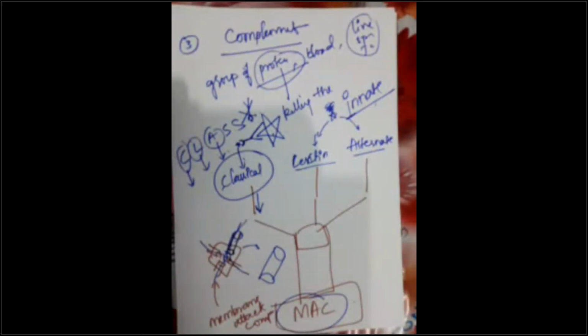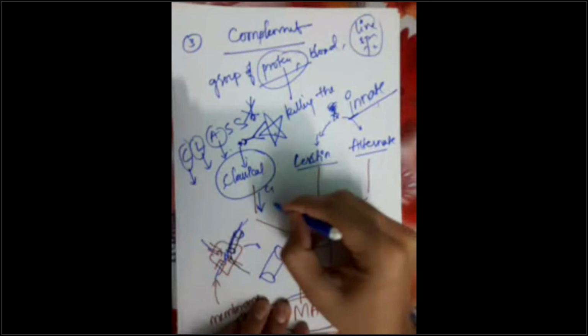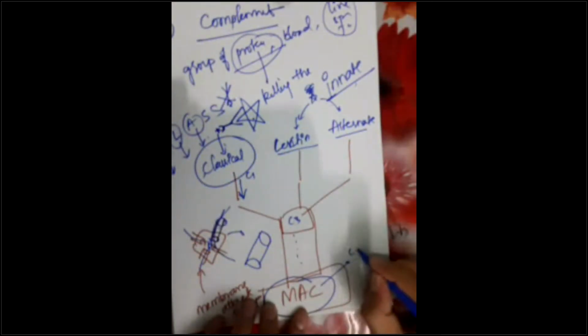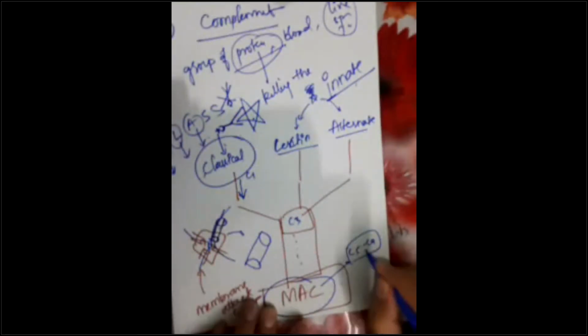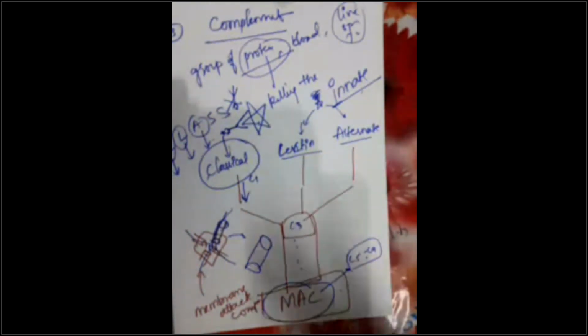Hope I am clear with the complement system. This is all which is needed. Here they will come: C1, C4, C2. Here they will come C3, C5, C6, C7. Membrane attack complex, you remember it is C5 to C9. If you don't want to remember, don't remember. These are the sequence of proteins that are taking part. Okay. Don't remember.